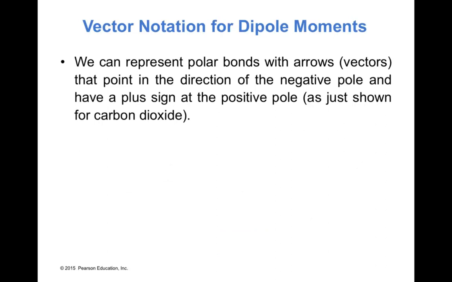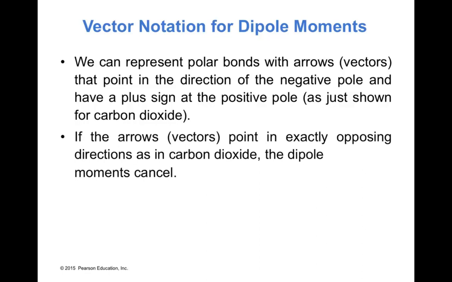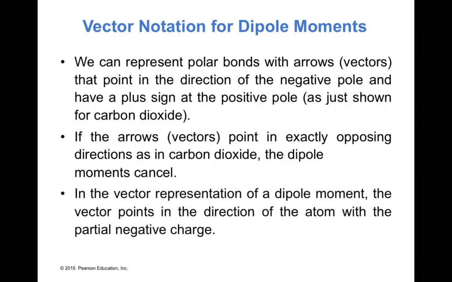We can represent polar bonds with arrows, as I mentioned before, or vectors that point in the direction of the negative pole and have a plus sign at the positive pole, as we showed before with carbon dioxide. If the arrows point in exactly opposing directions, as in carbon dioxide, the dipole moments cancel, making the molecule nonpolar, even though they have polar bonds. In the vector representation of a dipole moment, the vector points in the direction of the atom with the partial negative charge.